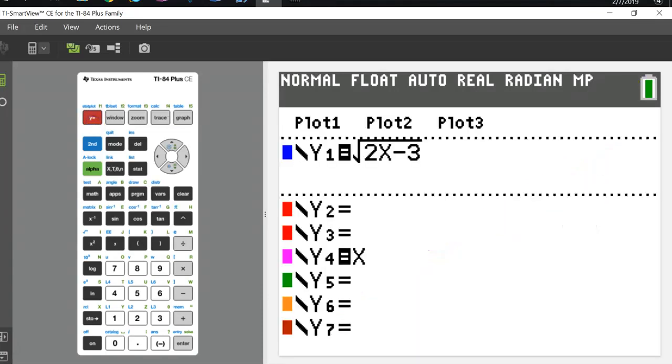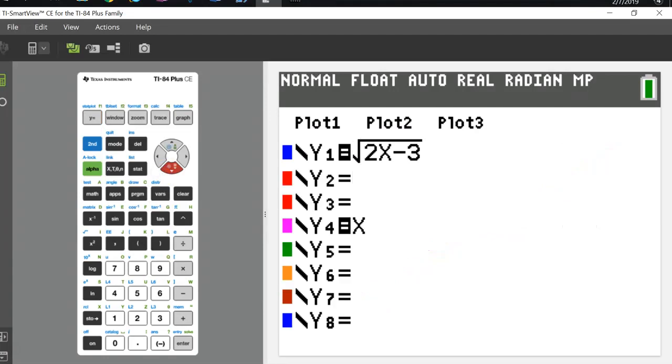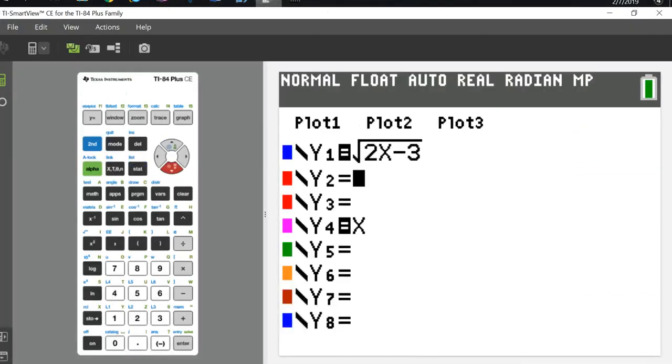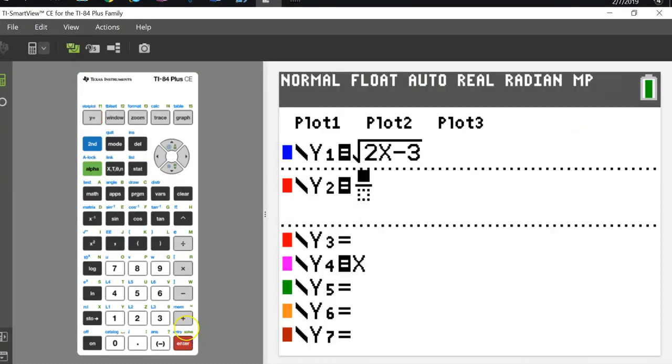Okay, so if I put in the inverse, which was, let's check, x squared plus 3 all over 2. So if I put in the inverse, I'm going to make a fraction first. Make a fraction. I'm going to put in x squared plus 3 all over 2.